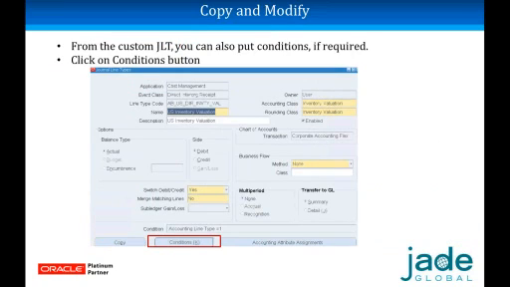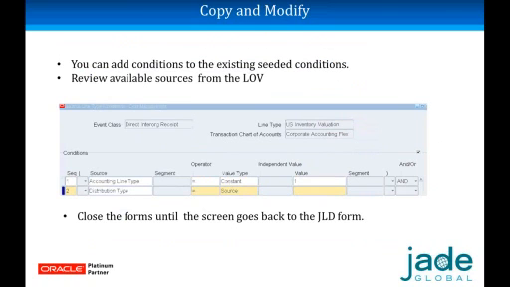From the custom JLT, you can also put conditions if required. Click on the Conditions button. As you can see, sequence here is actually a seeded condition. You can add additional conditions as required. Make sure you indicate an end at the last column if you're adding another condition. And then save and close the forms until the screen goes back to the JLD form.